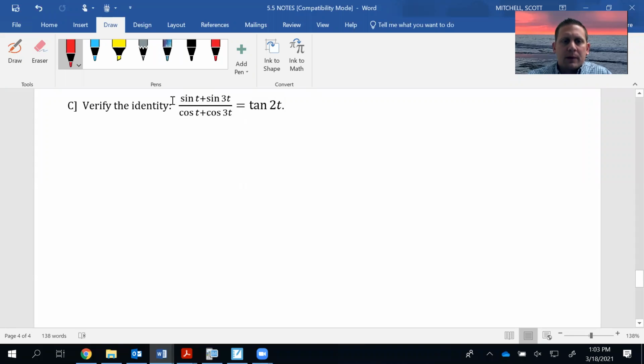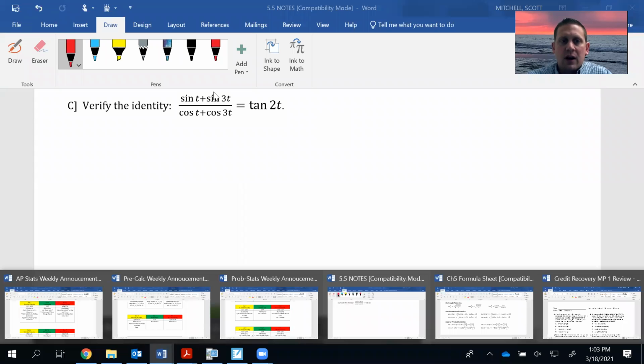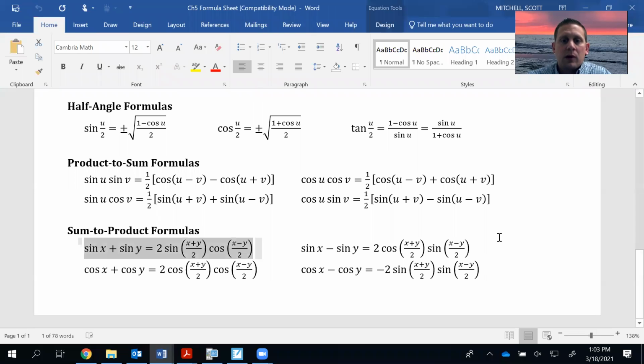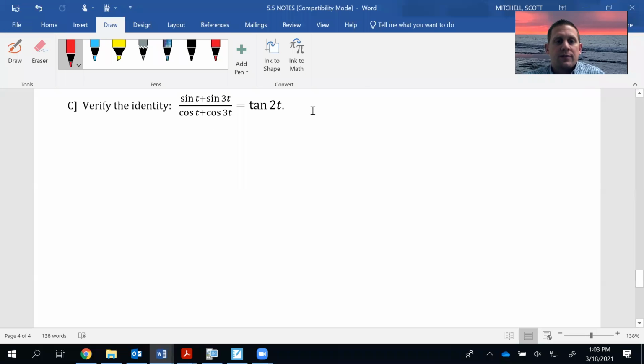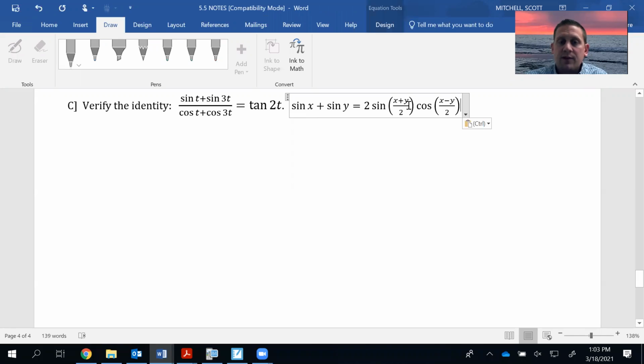When I look at the top, sine plus sine, that's a formula. That's an identity, so that's a sum. We want to probably turn that into a product. Sine plus sine is the formula we were just using. Let me put that on our page instead of trying to flip back and forth. We probably want to use that formula first. And then on the bottom, I have cosine plus cosine.